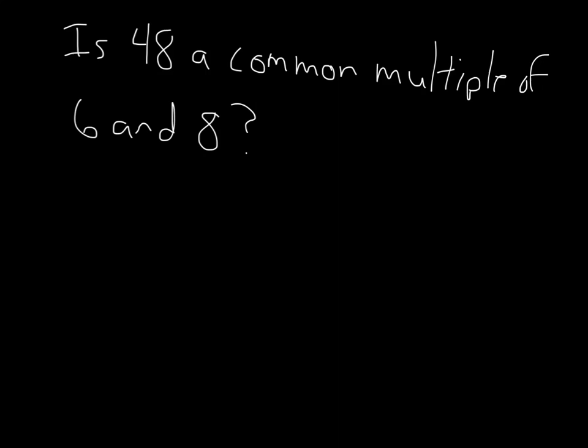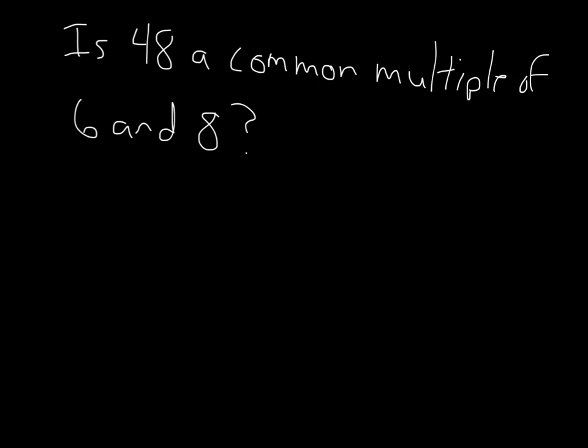Now I think we need to talk about common multiples. We already talked about multiples. For example, the multiples of 6 are the answers to multiplication problems that involve 6. So 6, 12, 18, 24, 30, 36, 42, 48, 54, 60, those are the multiples of 6. The multiples of 8 are 8, 16, 24, 32, 40, 48, 56, 64, like that.